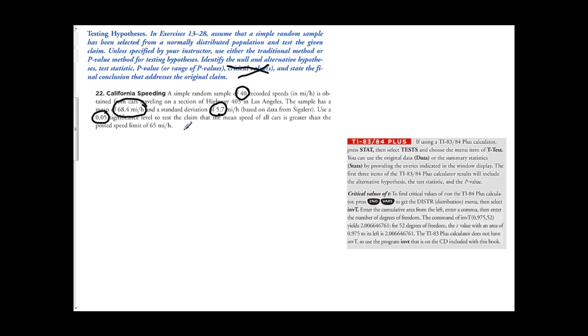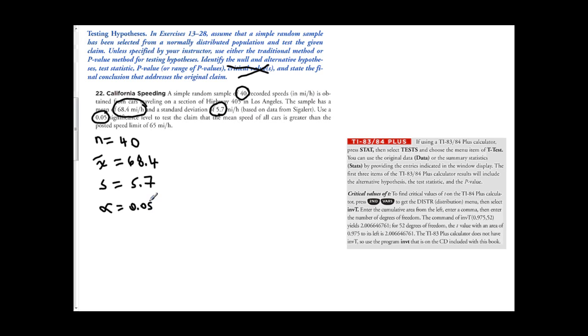So let's see. The first thing I want to do is identify all the given numbers. So I see that n, the sample size, is 40. That was given. I see x bar, the sample mean, is given to be 68.4. Let's see, we said this sample standard deviation s is equal to 5.7. What else do we have here? And alpha, a significance level of 0.05.